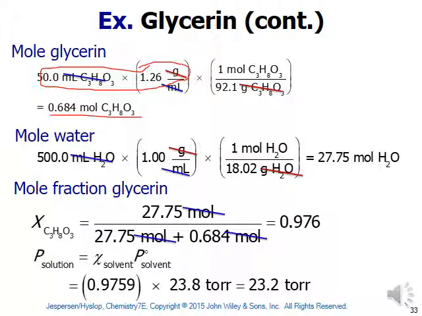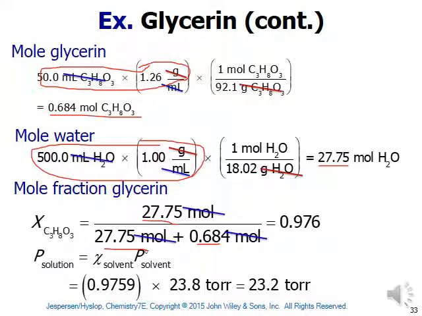Now, how many moles of water do you have? Well, the density of water is 1 gram per mL. So if you have 500 mL, it weighs 1 gram per mL, so it's 500. So this gives me 500 grams. And then to figure out how many moles, divide by the molar mass, and you get 27.75.